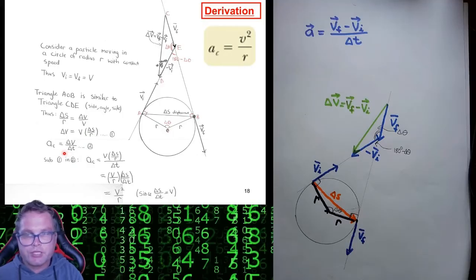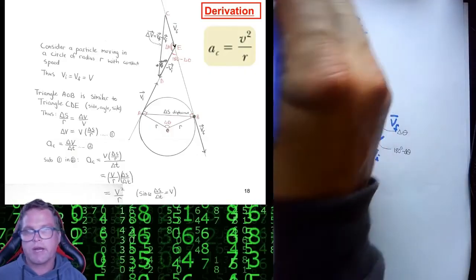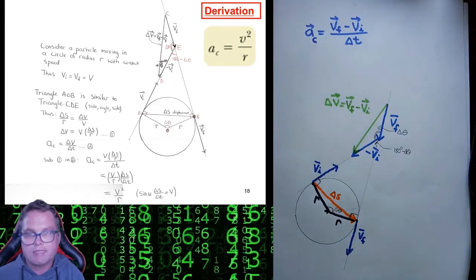From definition, the centripetal acceleration would be delta V over T. That would be from definition, similar to what I wrote over here, right? And now what I do is I substitute in for this value delta V.